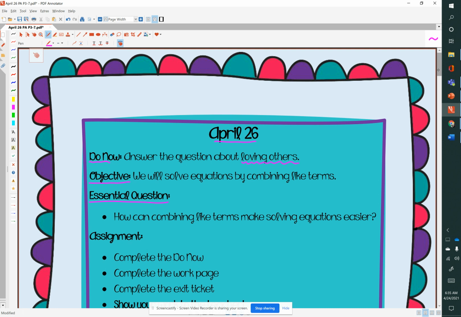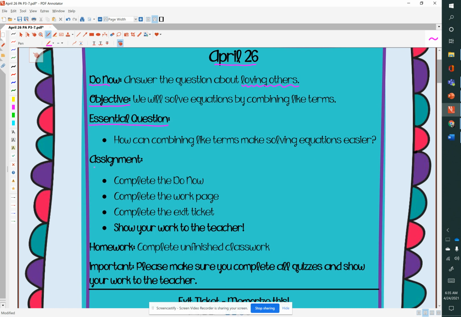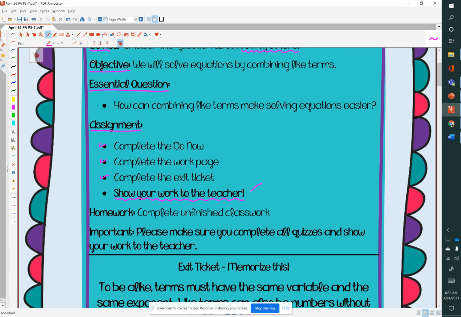For our assignment, I want you to complete the do now. I want you to complete the work page and the exit ticket, and make sure that you show me your work. That's always the most important. If you don't finish it in class, you can finish for homework. However, you still need to show me whatever you've done in class, finished or not. That's how you get your credit.